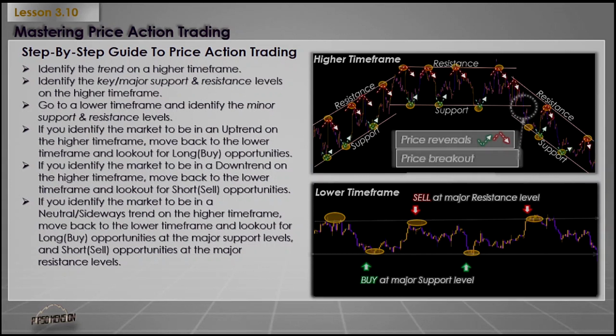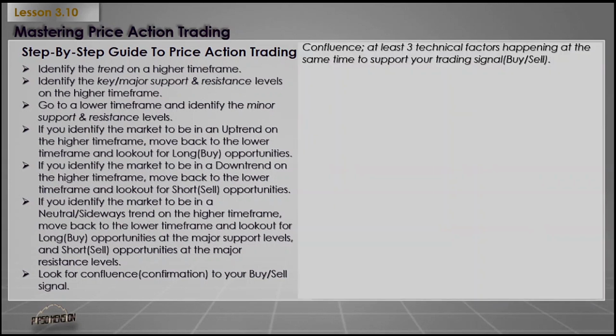And the last step is, when you are looking for buy or sell opportunities on the lower time frame, you need to look for a confluence as a confirmation to your trading signal. Now, let me give you an example of a confluence situation. Remember I said confluence is when you have at least 3 technical factors happening at the same time to support your trading signal. Here's an example.